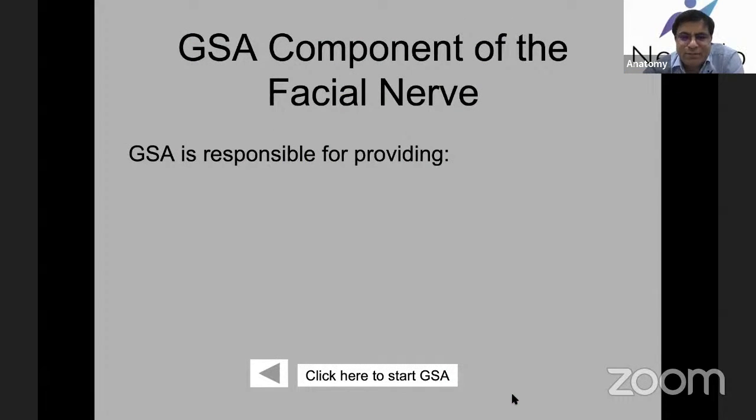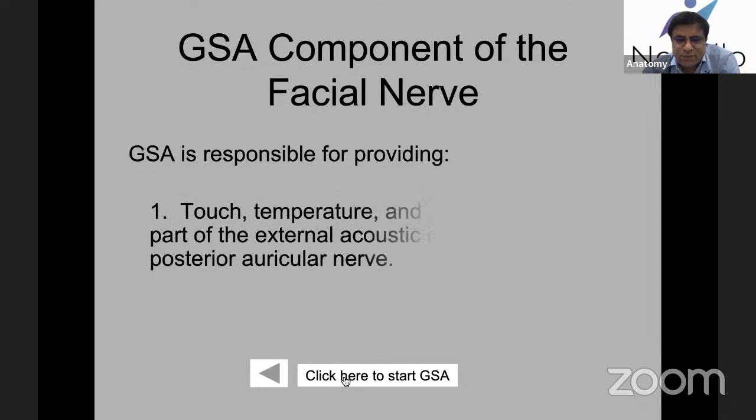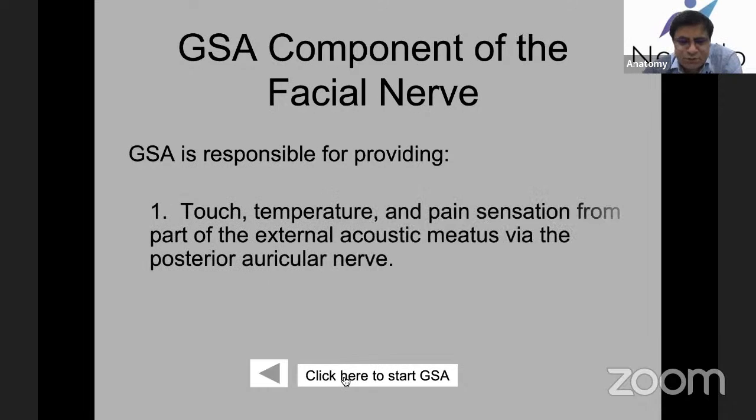Next, the general somatic component of the facial nerve. Now, this is general somatic, right? So it's bringing sensation from the exteroceptive receptors, right? Touch, pain, temperature from outside. So touch, temperature, and pain sensations from part of the external acoustic meatus via the posterior auricular nerve, maybe directly, and as I told you, maybe via a communicating branch from the facial nerve, that's Arnold's nerve.